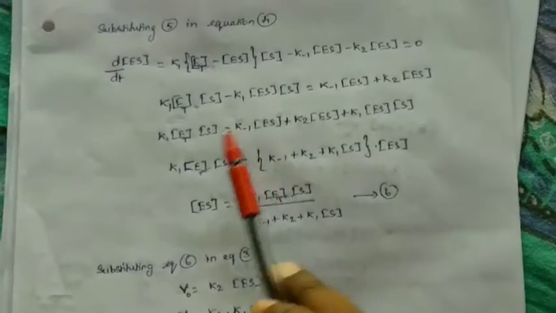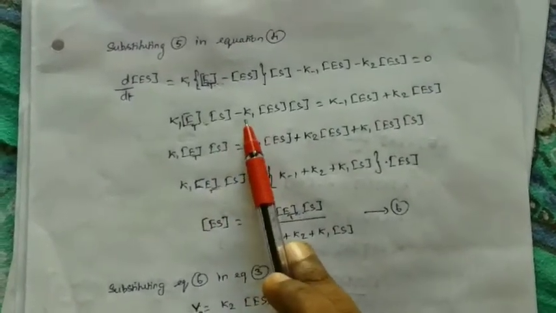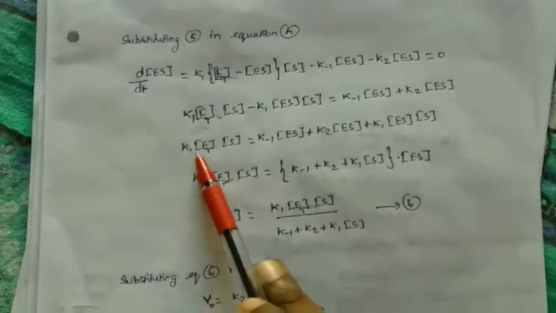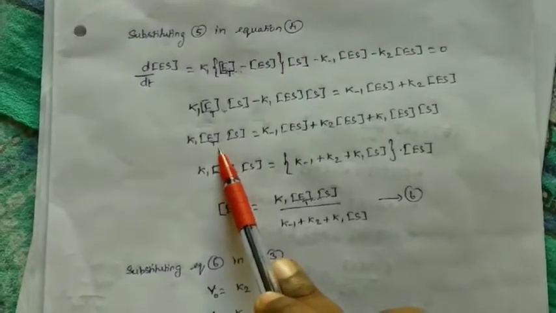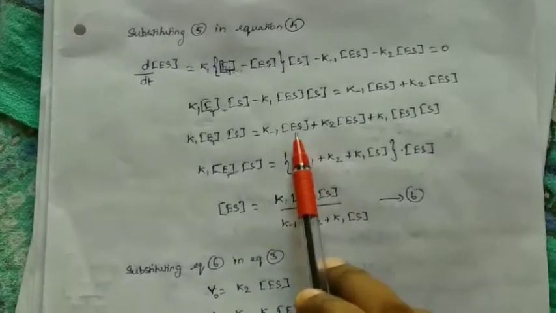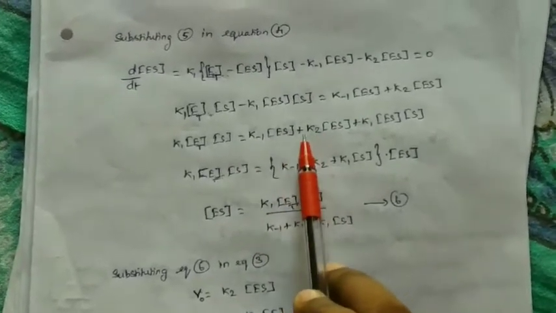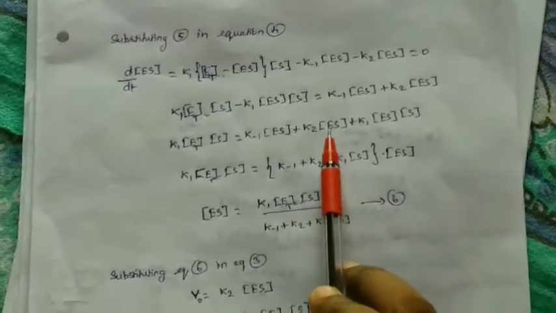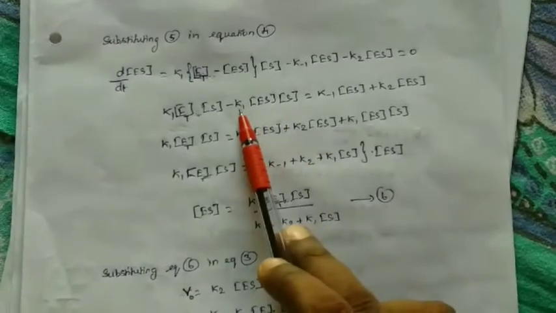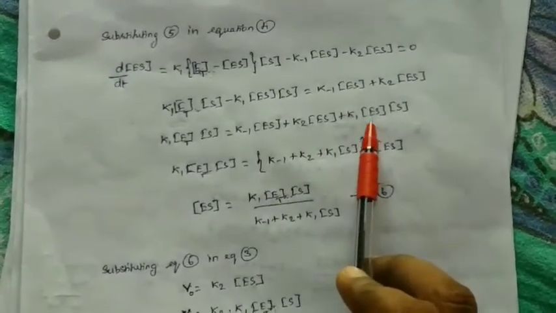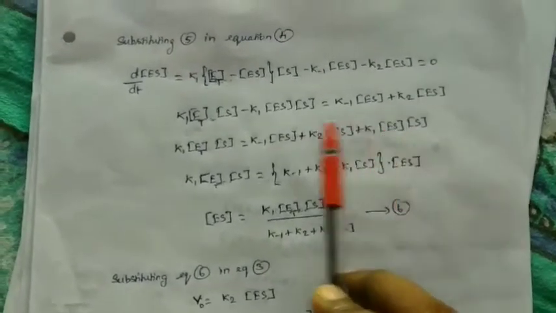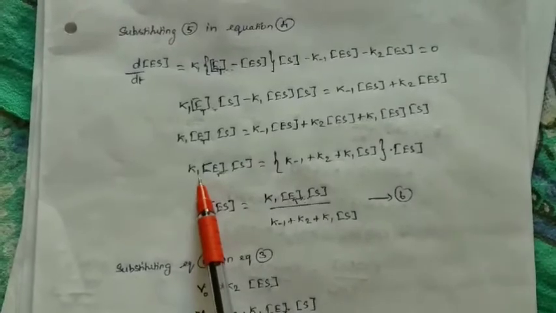So if you take this towards the right side, what happened? It becomes positive. Then K1 into enzyme total concentration into substrate concentration is equal to K-1 enzyme-substrate complex concentration plus K2 enzyme-substrate complex concentration, plus K1 enzyme-substrate complex concentration into substrate concentration. So it becomes, what happened?